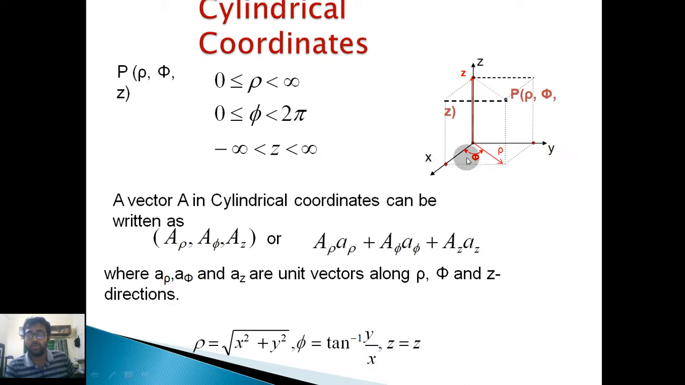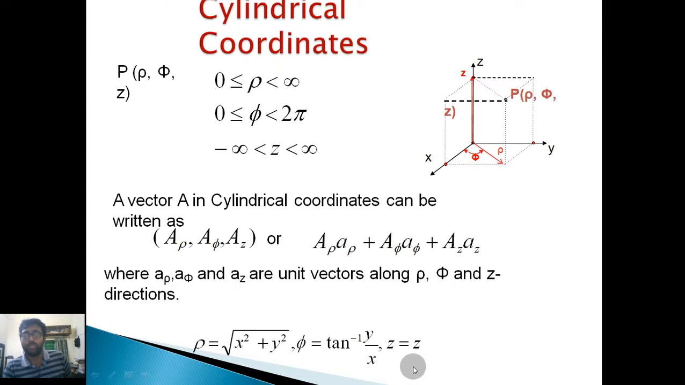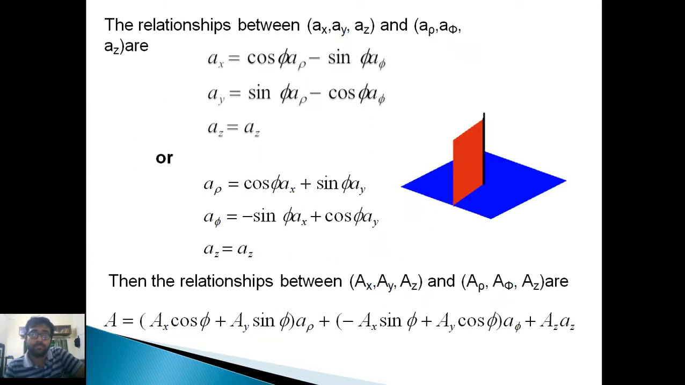According to the Pythagoras law, rho square is equal to x square plus y square, from which we can determine the value of rho, which is equal to root over x square plus y square. And from this picture we can easily derive that the value of phi is equal to tan inverse y by x, and the value of z is the same for the cylindrical coordinate system and the Cartesian coordinate system. So let's go to the next slide.